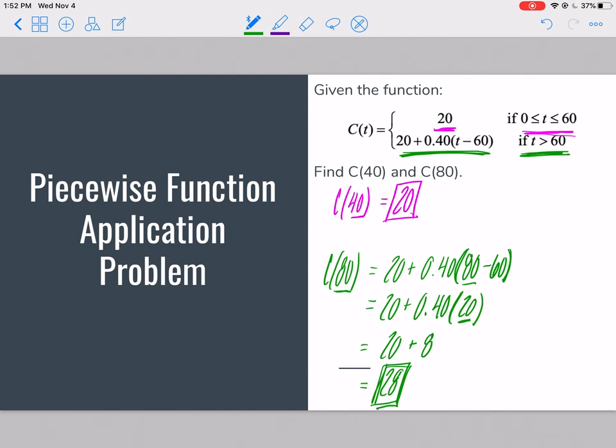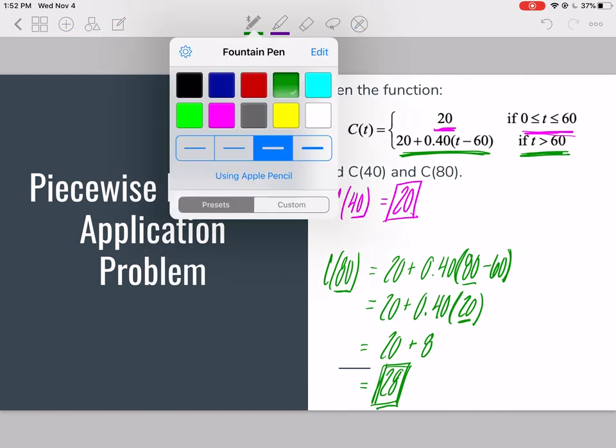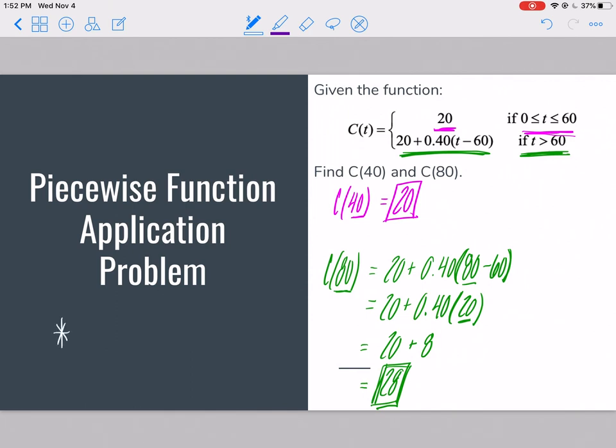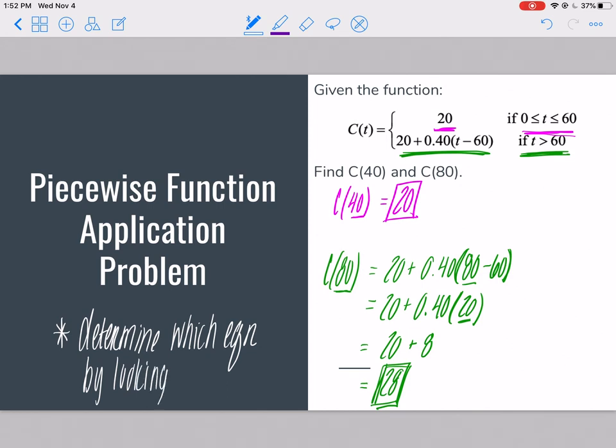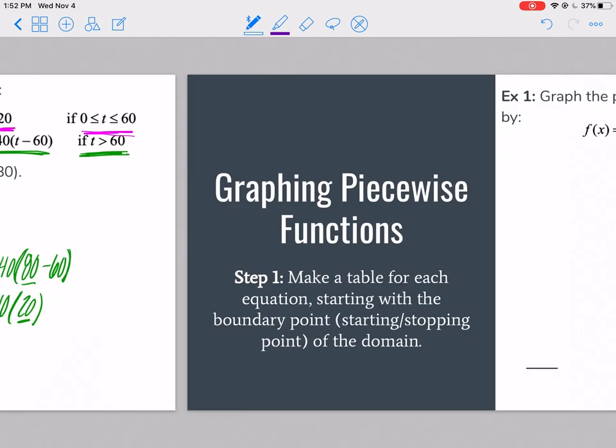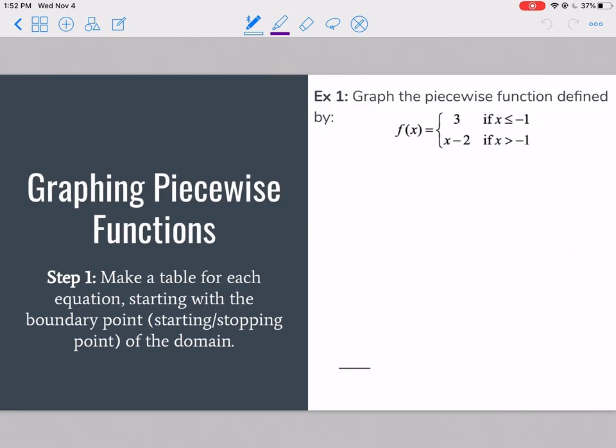The key thing here with piecewise functions is that you just have to determine which equation you're plugging into by looking at the domain. So that is, again, all refresher. Now we're going to talk about graphing piecewise functions.